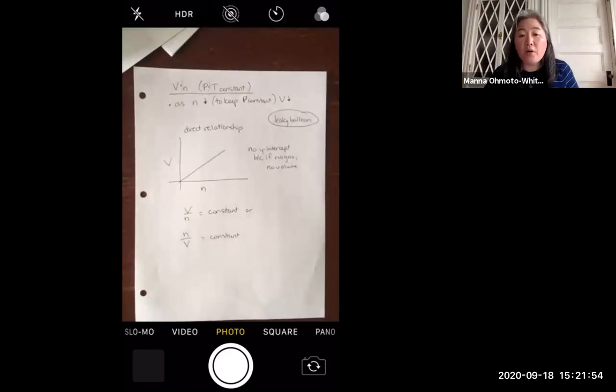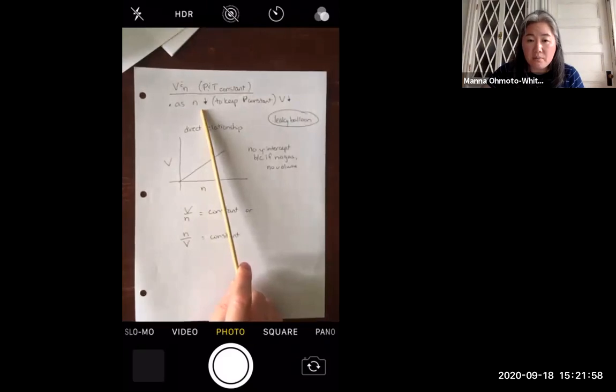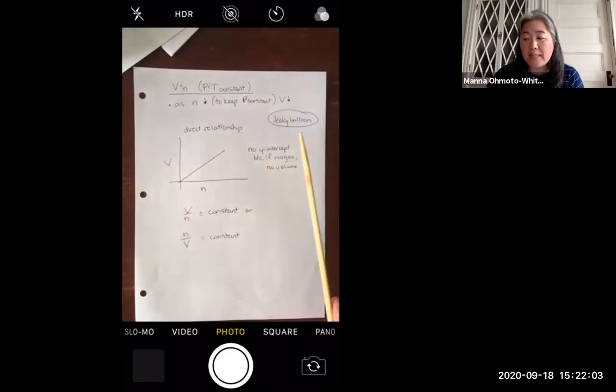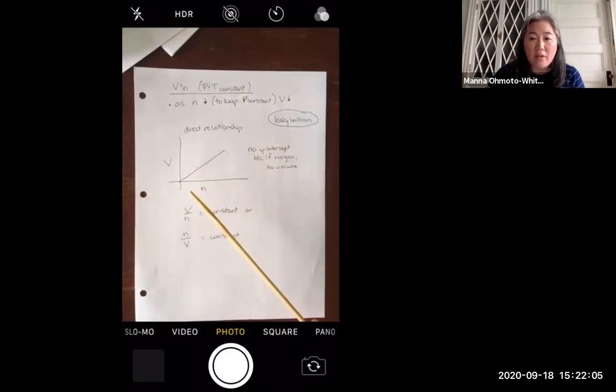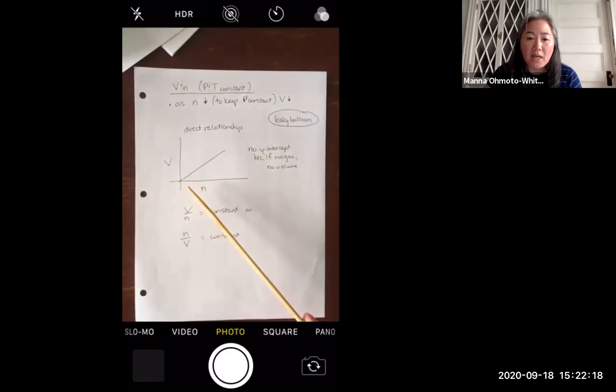Volume and number of particles, right? So as number of particles, moles, goes down, if pressure and temperature are constant, the volume will go down. So an example is a leaky balloon. If I'm losing gas from my balloon, it will shrink in volume. It's a direct relationship, and it goes through the origin. There is no y-intercept. And that makes sense because if there's no gas in my balloon, there won't be a volume of gas. So an expression of that is V over N is equal to a constant, or N over V is equal to another constant.